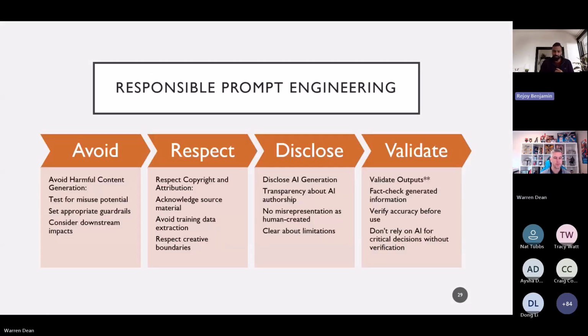Again, let's all be responsible. We want to avoid harmful content generation and test for misuse. You want to respect copyright and attribution, and disclose that you have used AI to generate the content or material, whatever that might be. And you want to validate outputs, like we just discussed earlier. So we need to be very responsible when we are using Gen AI, especially today.